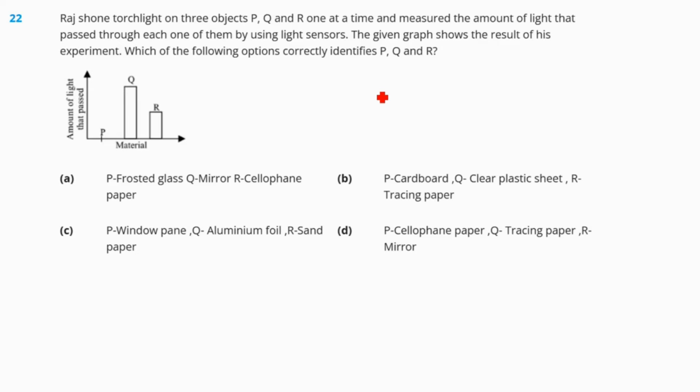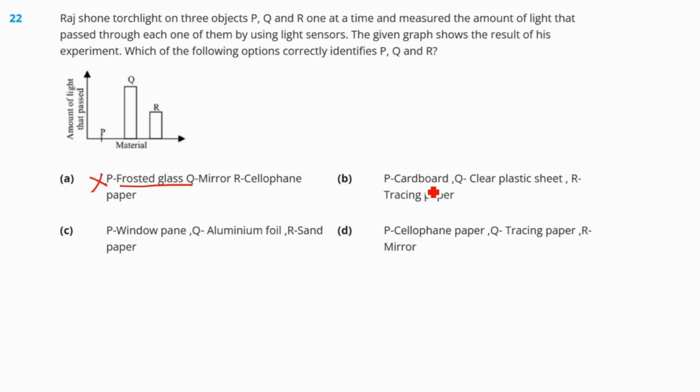Question number 22. Raj shone torchlight on 3 objects, P, Q and R, one at a time, and measured the amount of light that passed through each of them by using light sensors. The given graph shows the result of his experiment. Which of the following options correctly identifies P, Q and R? Here you can see that in material P, the amount of light passing is 0. In Q, it is maximum, and then it is R. First option is frosted glass. P is frosted glass, not possible, because P has not allowed the light to pass. That means it should be some opaque object. So P cannot be frosted glass here. So option A is a wrong option.